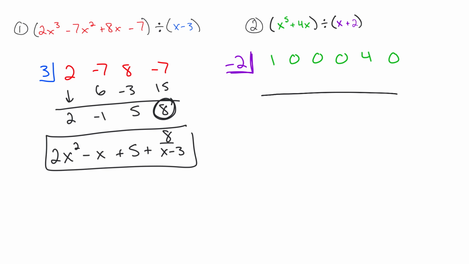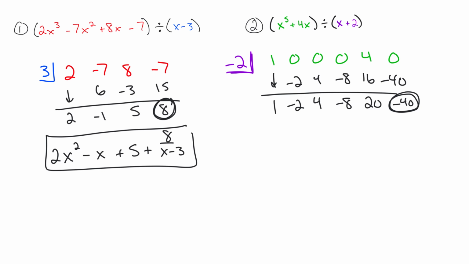draw my line. Let's just get to adding and multiplying. This number has nothing to add to, so it goes straight down. 1 times the negative 2 in the purple box is negative 2. 0 plus negative 2 is negative 2. Negative 2 times the negative 2 in the purple box is positive 4. The green 0 and the black 4 combined together through addition to get me 4. 4 times negative 2 is negative 8. Negative 8 and positive 16 combined to get me 20. Negative 2 times 20 is negative 40. That gives me negative 40.